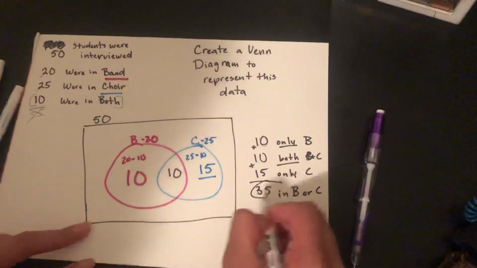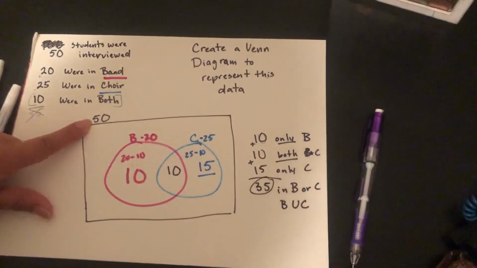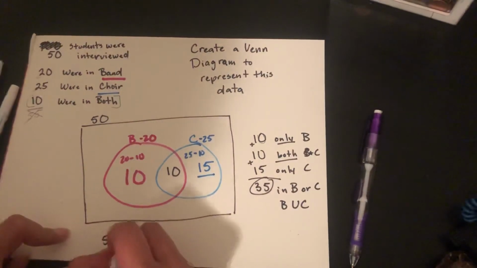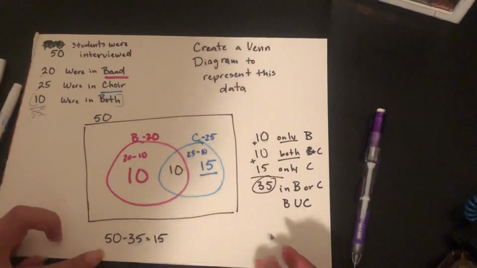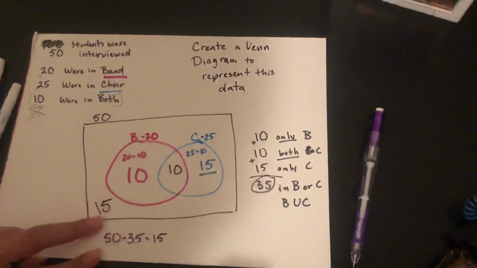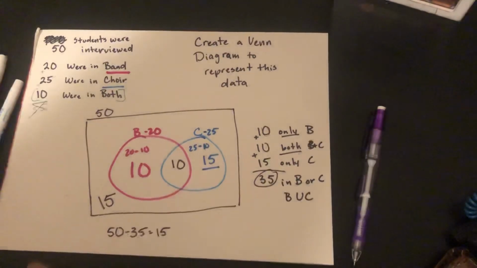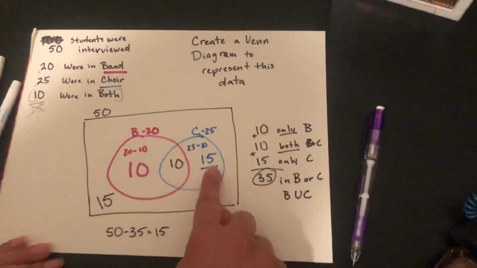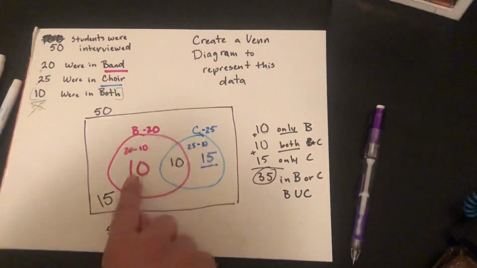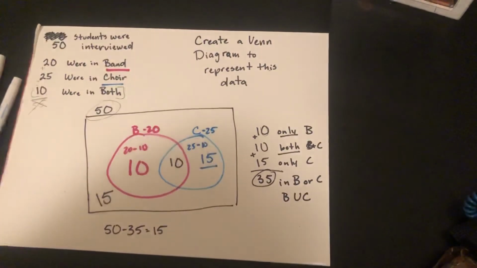So if I have 35 who are in B or C, and I know I interviewed 50 total, I'm going to take those and subtract them. So 50 minus 35 would be 15, which means I have 15 kids here who weren't in band, who weren't in choir, and they definitely weren't in both. So then when I go to actually add all those up, 15 plus 15 is 30, 30 plus 10 is 40, 40 plus 10 is 50. So we're happy because we reached that 50 total.